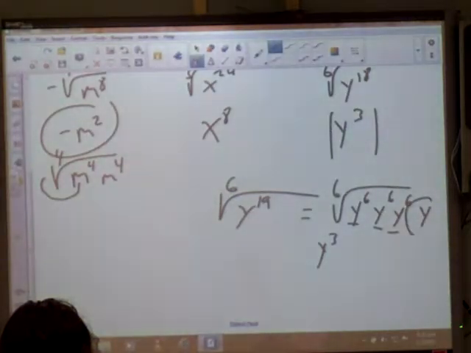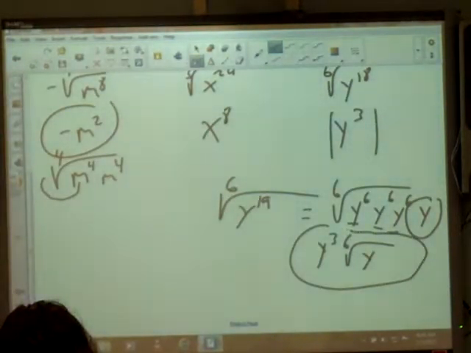Then this thing, if the power, that's an understood power of 1, right? If the power is smaller than the root, it stays in the house. So that would be your final answer. We'll get into that more later, but I just wanted to show you while Austin was asking.